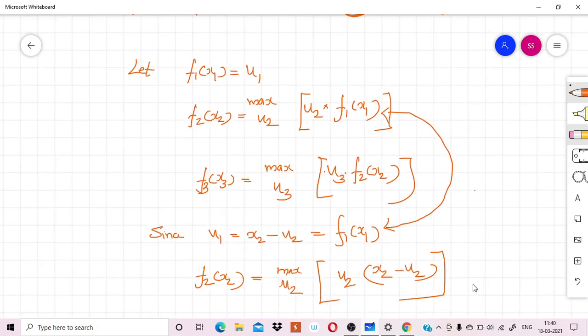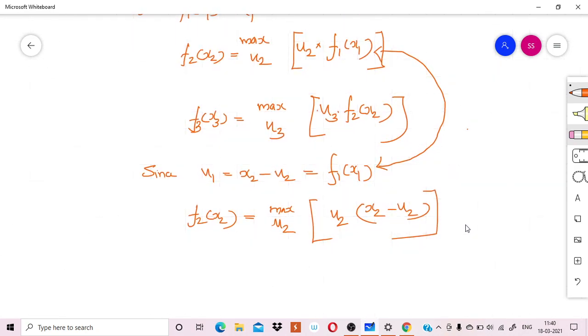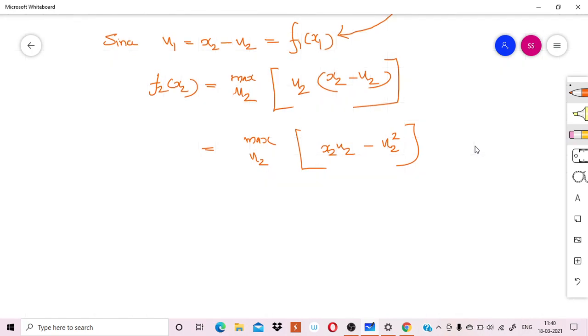So I'm writing f1 x1 in terms of u2, so it will be maximize with respect to u2, x2 u2 minus u2 square. Now differentiating with respect to u2, because you are applying Newton's method in order to find the u2 value for which this x2 u2 minus u2 square is maximized. On differentiating, the slope at the optimum point will be 0.